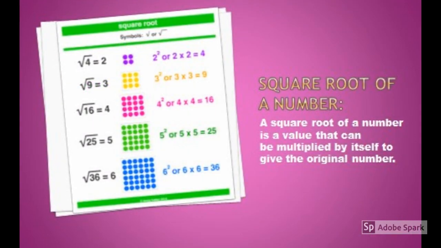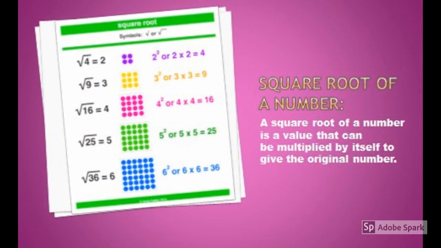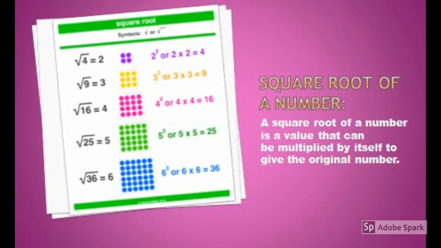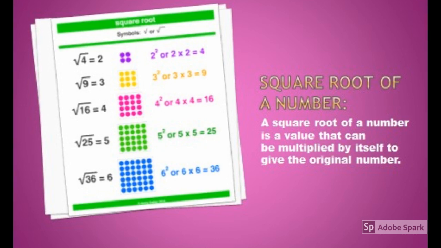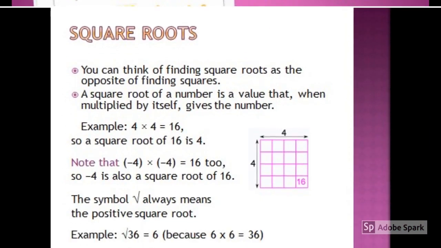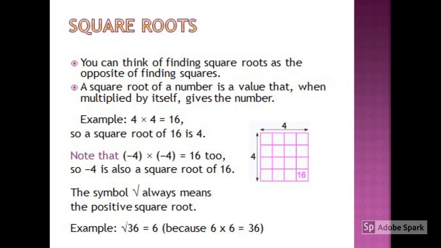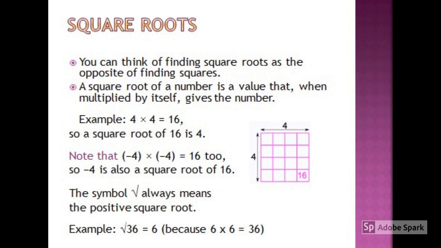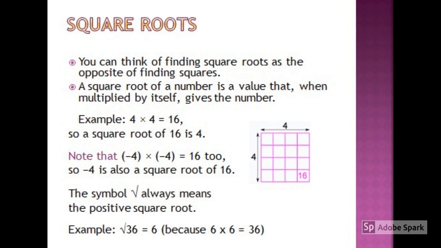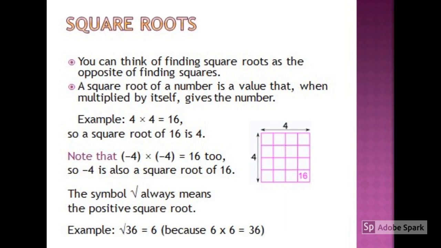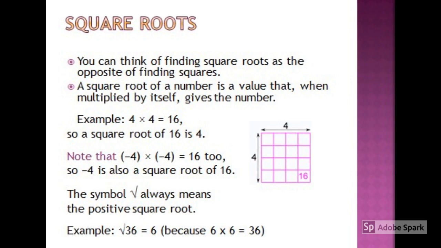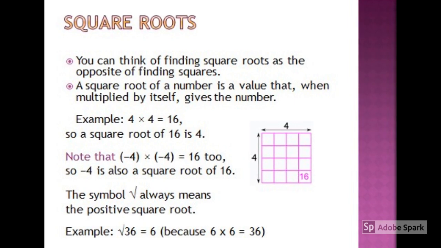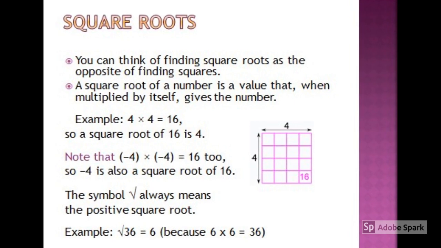Square root of a number is a value that can be multiplied by itself to give the original number. For example, square root of 4 means 2, as 2 multiplied by 2 is equal to 4. Finding square root is the opposite process of finding squares. For example, we have 16 square that is formed by 4 multiplied by 4, so 4 is the root of 16. Or we can say minus 4 is the root of 16.